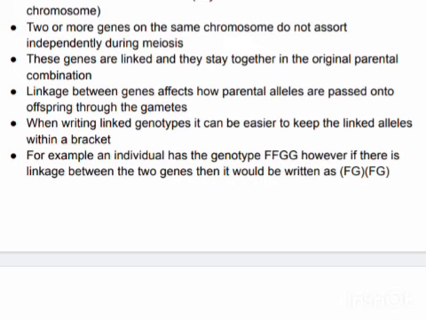So for autosomal linkage, you need to remember three pointers: autosomes are chromosomes other than the sex chromosomes, and the genes are linked, so they're going to stay together in the original parental combination and they're not going to assort independently, right?